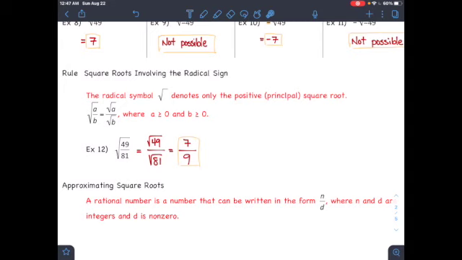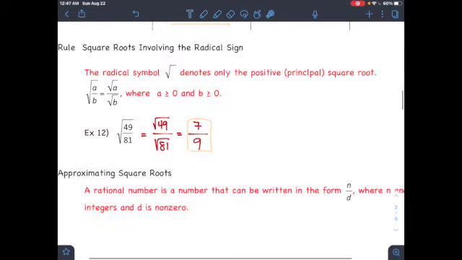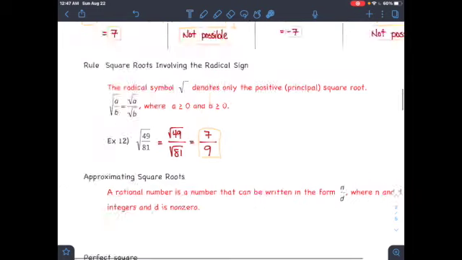The decimal terminates. So going on, where n and d are integers and d is non-zero. Again, d cannot equal 0 because it's in the denominator. And n is an integer, not fractions or anything like that. So n can only be positive, negative, and 0.